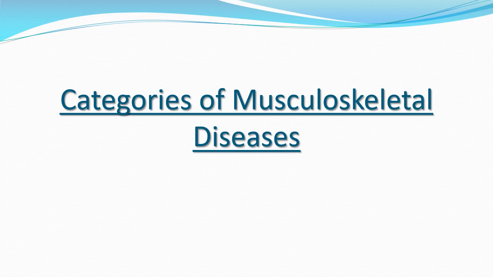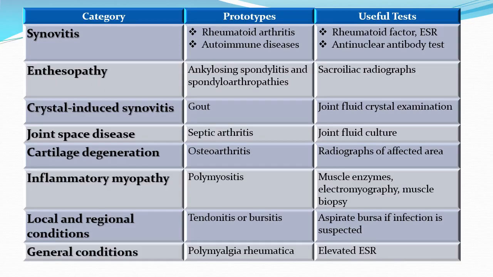There is another way to look at the various categories of the musculoskeletal diseases, in which we classify them based on the pathology. There is an entity of the musculoskeletal disorders in which the target tissue is the synovial membrane and the hallmark of the disease is synovitis. The prototype of this is rheumatoid arthritis.